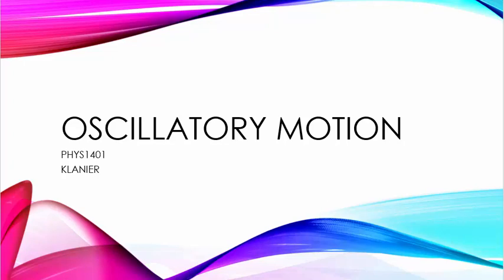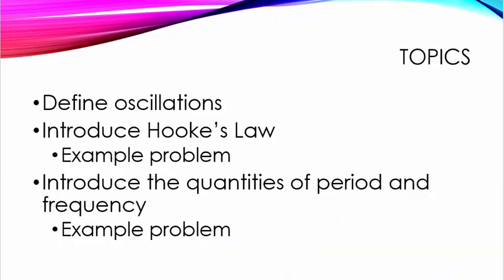So another type of motion, we've talked about linear motion, we've talked about circular motion, and now we're leading into oscillatory motion. For these notes, we're going to talk about what oscillations are, talk about Hooke's law, which is for objects that are oscillating or moving back and forth. Have an example problem, introduce period and frequency, and show you a quick example for period and frequency.